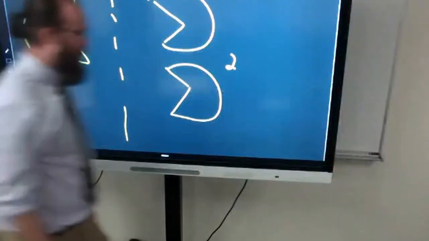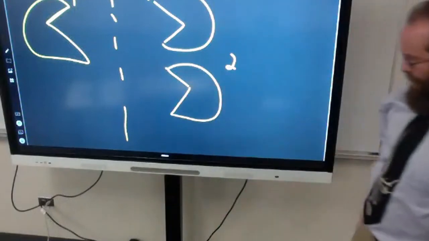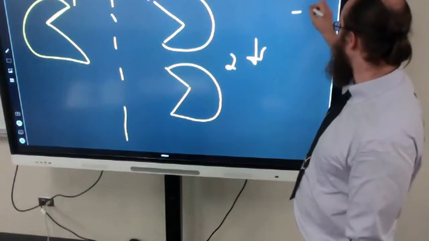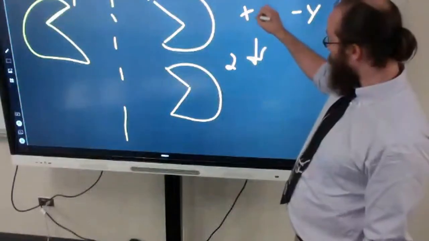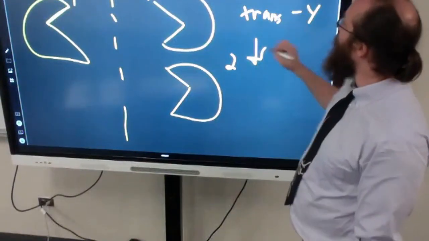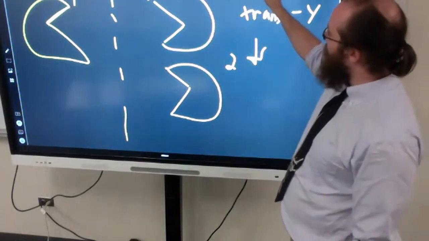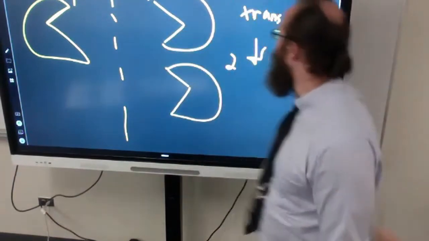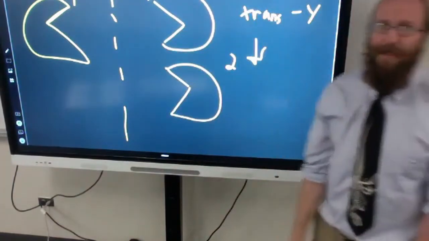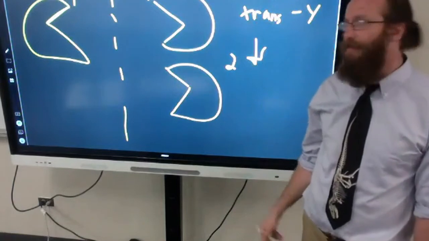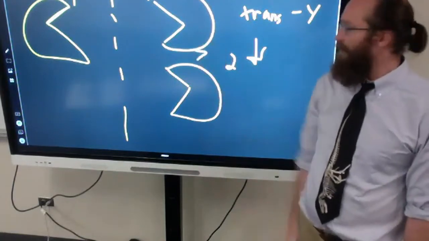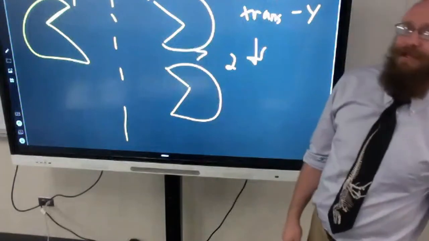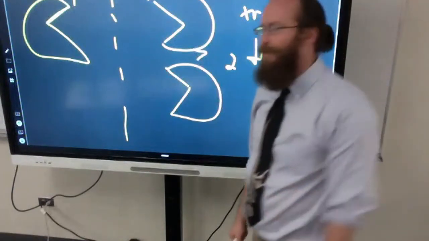The last step would be to translate it down. A translation down is -y. So first step is reflect across the line, whatever this line is. And your second step would be to translate in the -y direction, however far this distance is. Okay? You should be able to describe a series of transformations that go from one object to another.